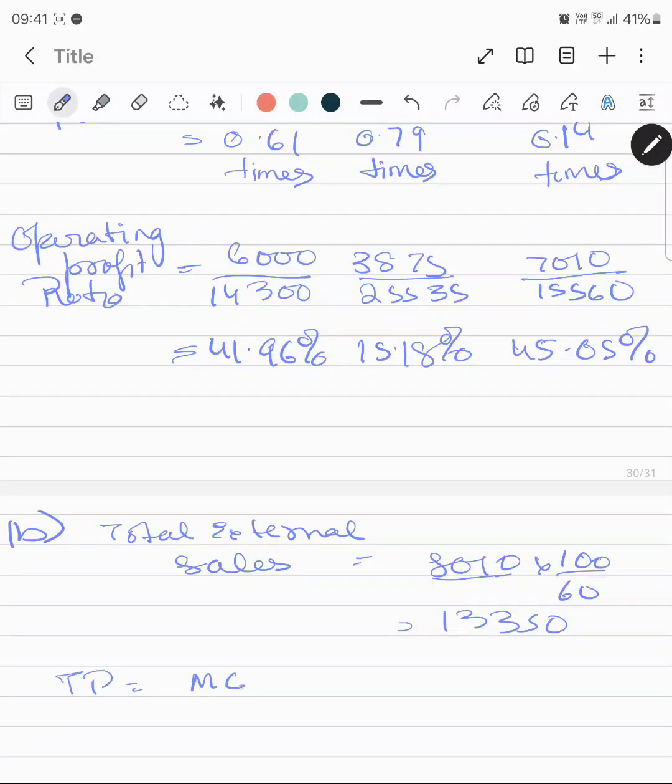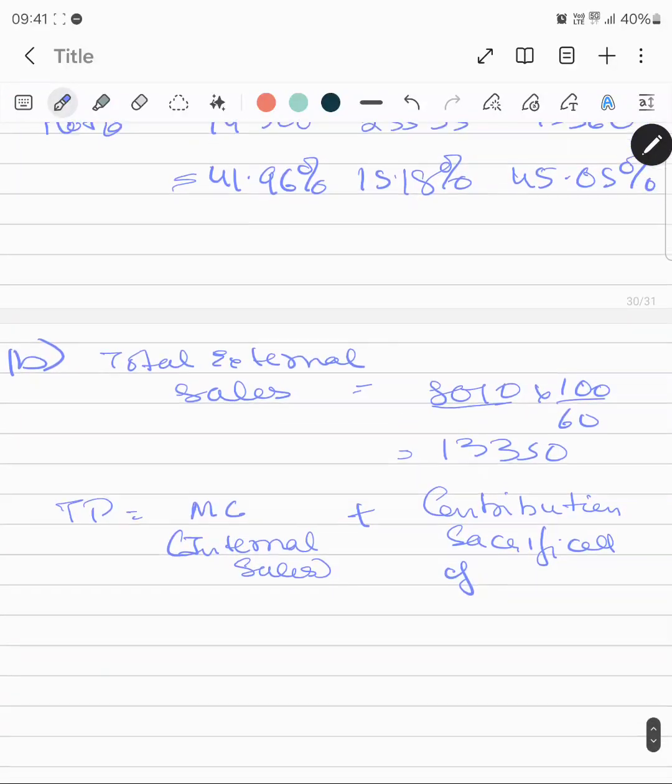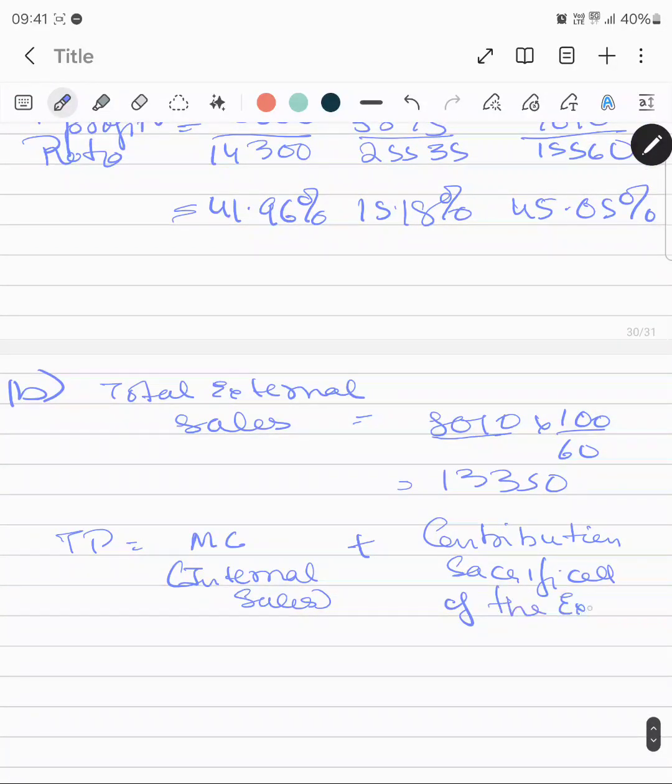Okay, now when we calculate the transfer price based on the opportunity cost method, it is calculated by the marginal cost of internal sales plus the contribution sacrificed or foregone of the external sales, because it is the external sales which will have to be reduced. So how much contribution will need to be sacrificed in order to generate higher internal sales? First of all, let's concentrate on the marginal cost of the internal sales.